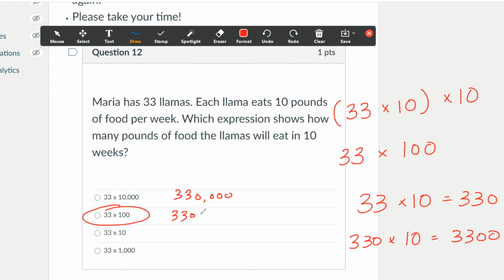This is 3,300. This is 330. And then this one down here is 33,000. So the one we want is the 3,300. 33 times 100.